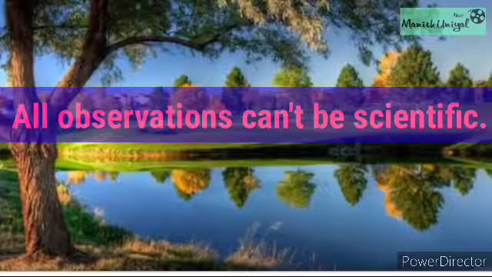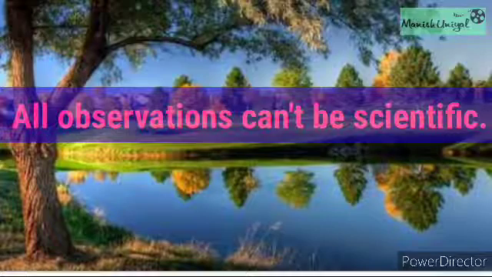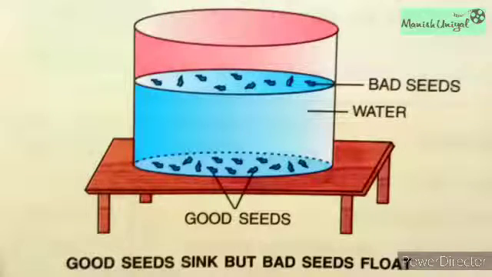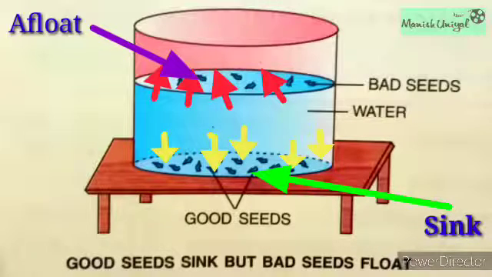But all observation can't be concluded to be scientific. For example, a poet's observation about nature. Activity first. A farmer puts some seed into a beaker full of water. He observes that most of the seeds sink and a few seeds stay afloat. It is believed that the seeds that remain afloat are bad ones, whereas those which sink to the bottom are the good seeds. This method helps farmers to separate the good seeds from the bad ones. Such separation is possible only because of proper and careful observation.